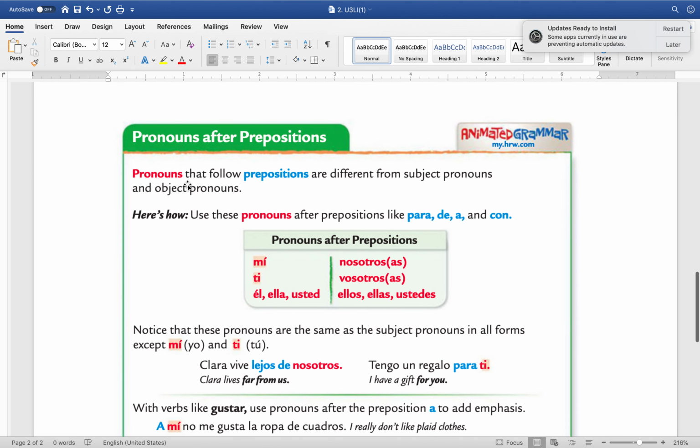Okay, and then we have pronouns after prepositions. Every time you use the prepositions para, de, a, and con, these are the pronouns you have to use: mí, ti, él, ella, usted, nosotros, ellos, ellas, or ustedes, and also you can use a name. So, in other words, you cannot use yo, you cannot use tú. Para tú is wrong. Para mí, para ti.